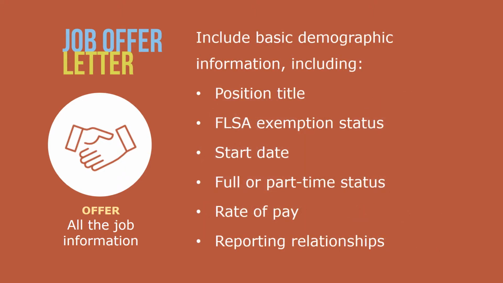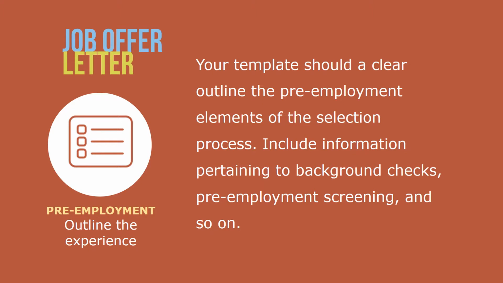Your template should include basic offer demographic information including the position title, FLSA exemption status, start date, full or part-time status, rates of pay, and reporting relationships. Your template should also outline the pre-employment elements of the selection process. Content might include information pertaining to background checks, pre-employment testing, and so on. In this section, make sure contingency of the offer is clear and concise. Moreover, ensure that you clearly outline what the applicant needs to do and who they can contact for assistance.